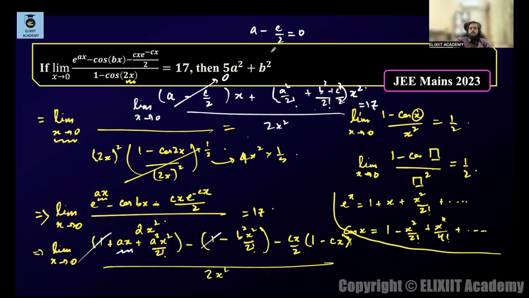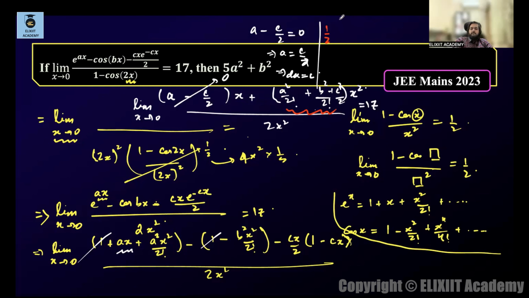And what are the remaining ones? From here, you are getting one relation: a is basically c by 2, or more specifically, 2a is c. And what else can we say from here? We have this quantity now. So 1 by 2 times of 2 is there, right? So 1 by 2 times of this entire thing, x square and x square will cancel out. No problem with this, right?